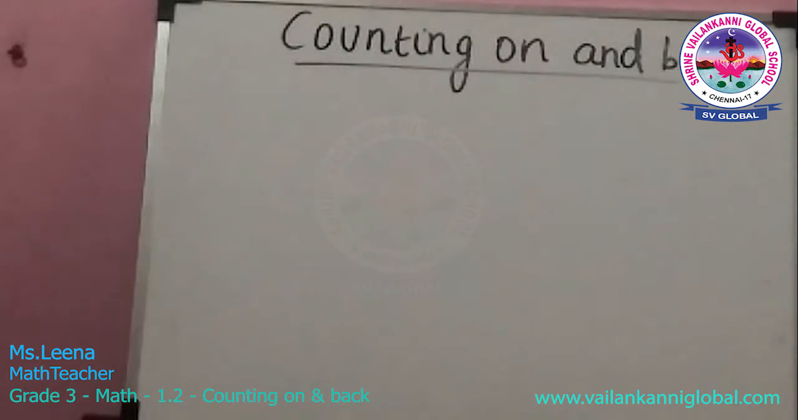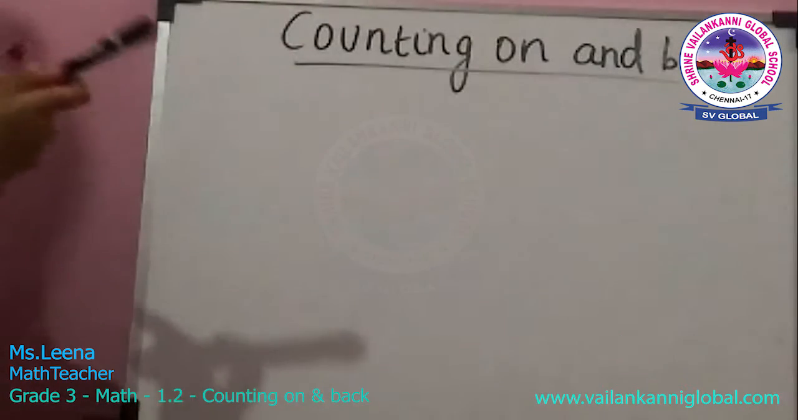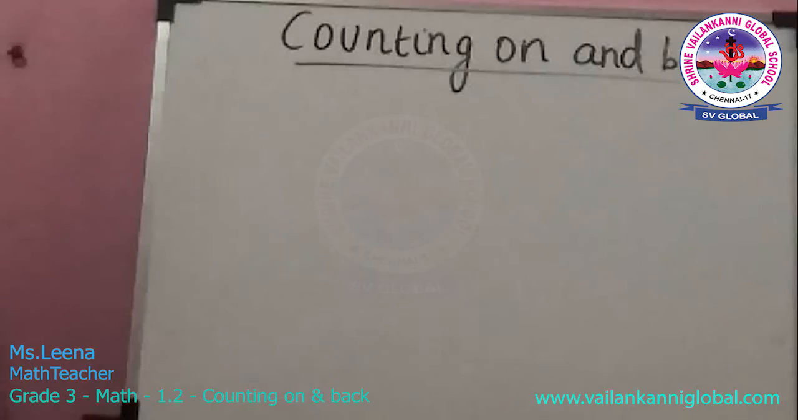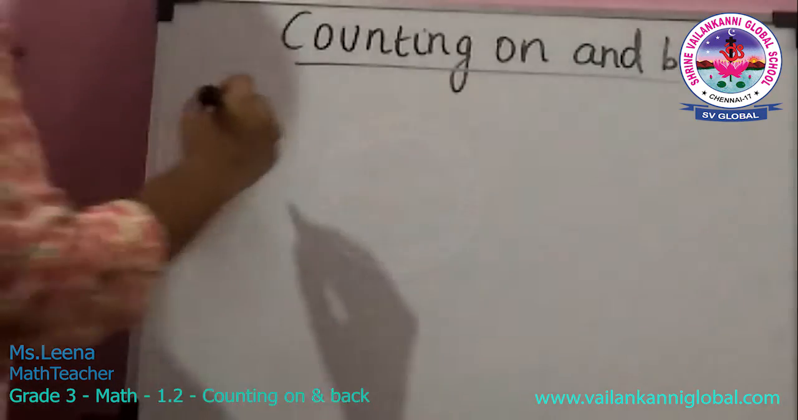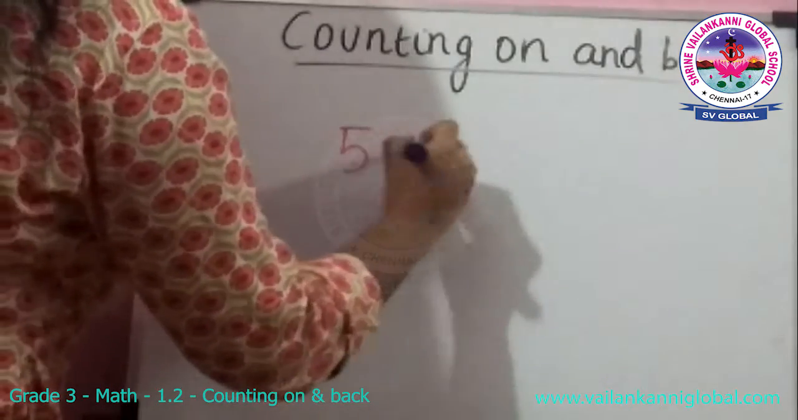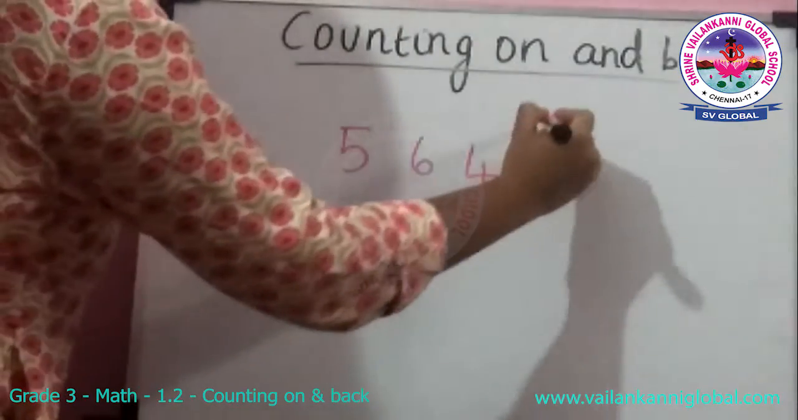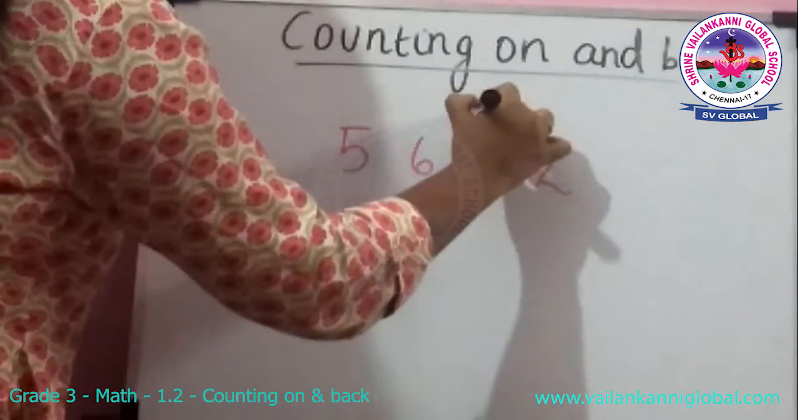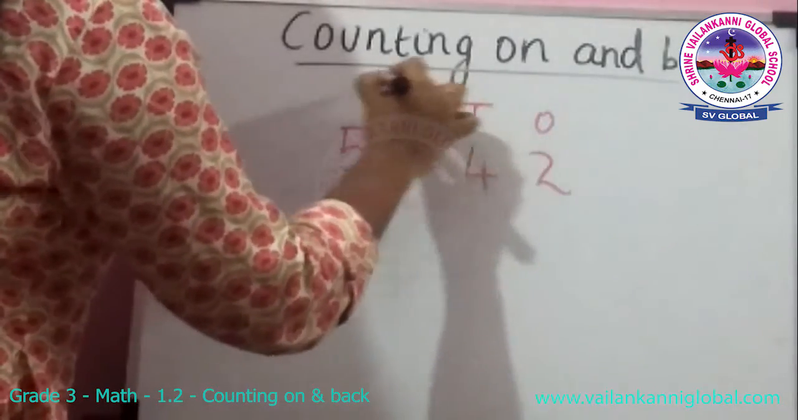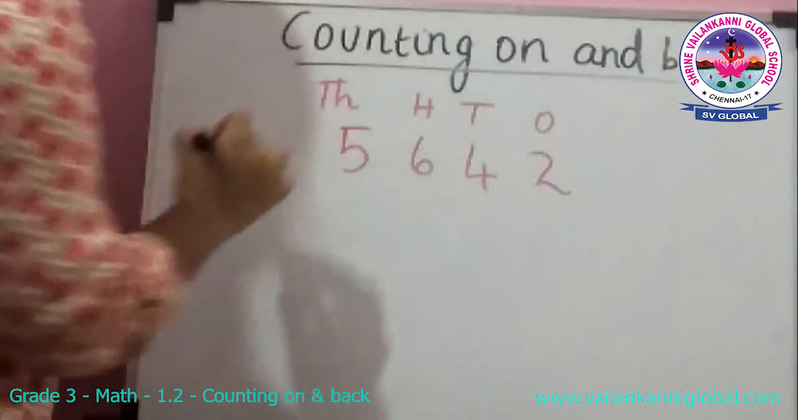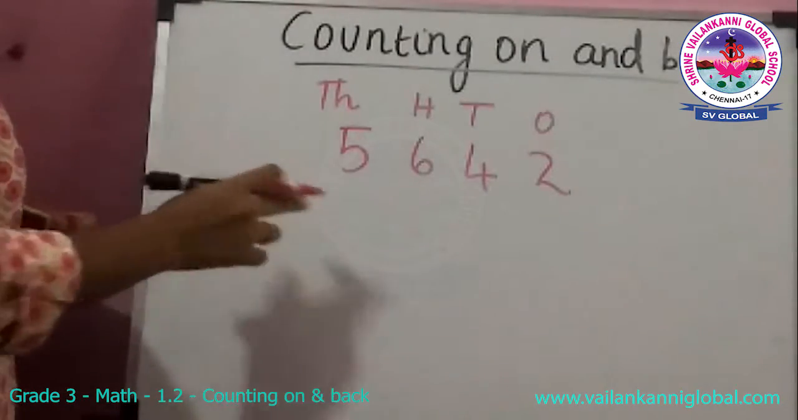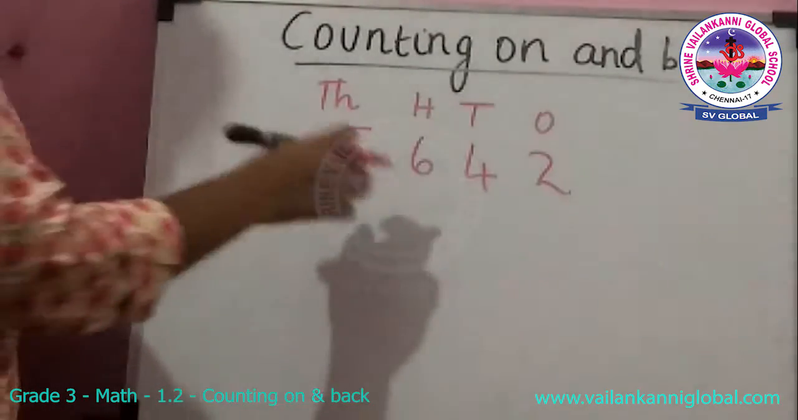We are going to learn how we can count on and back if you know the place value. For example, there is a number called 5642. So you know the values. The 2 is in the ones place, this is in the tens place, this is in the hundreds place, and this is in the thousands place.